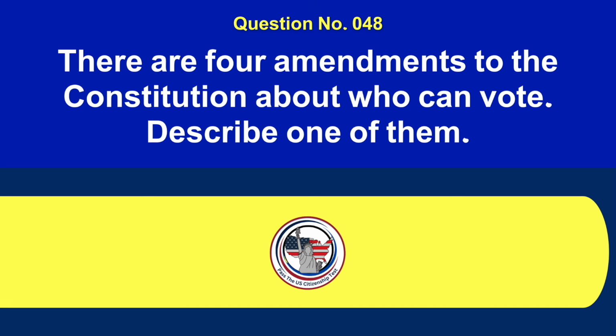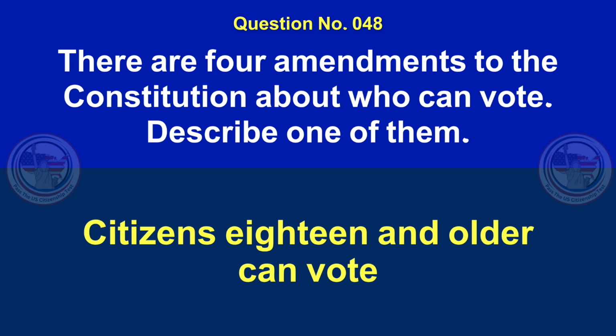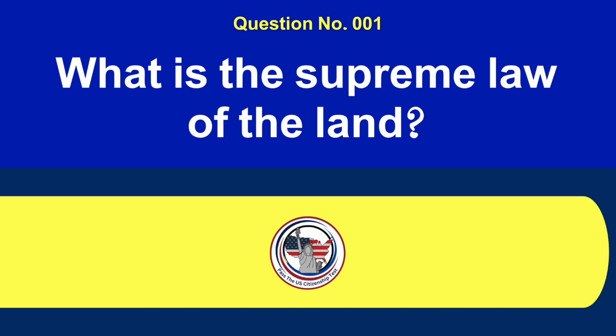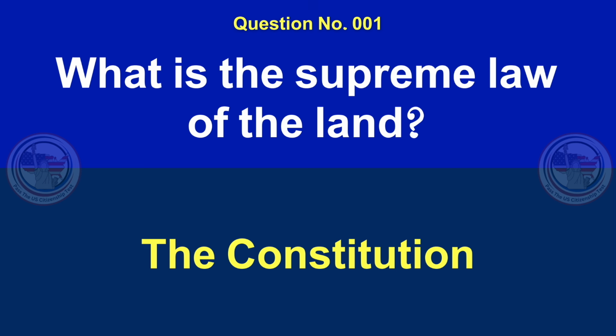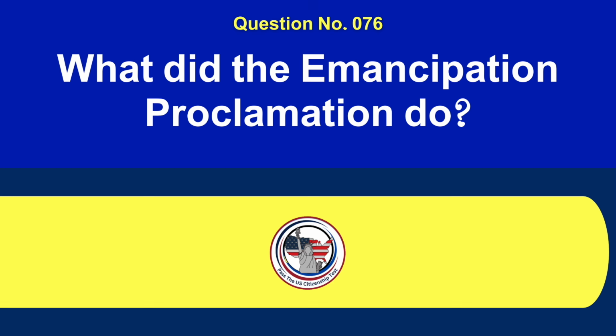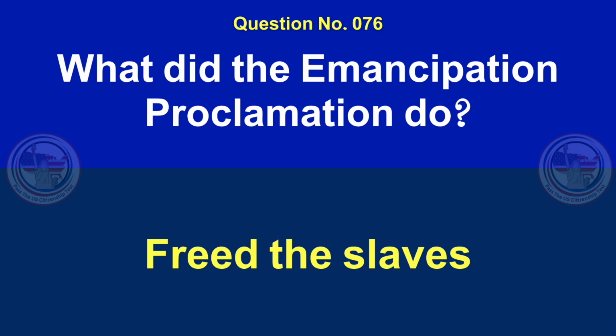There are 4 amendments to the Constitution about who can vote. Describe one of them. Citizens 18 and older can vote. What is the supreme law of the land? The Constitution. What did the Emancipation Proclamation do? Freed the slaves.